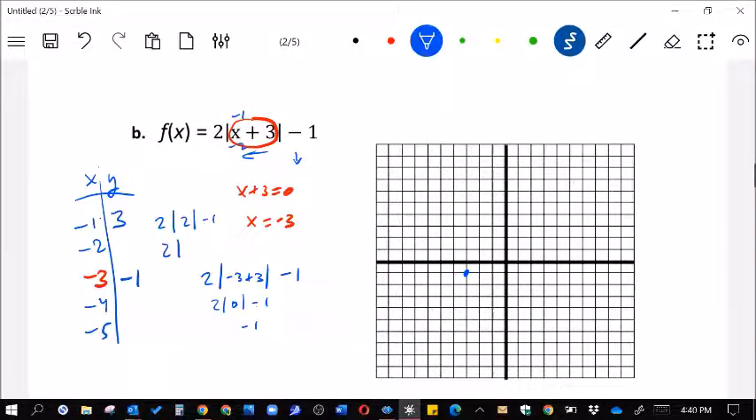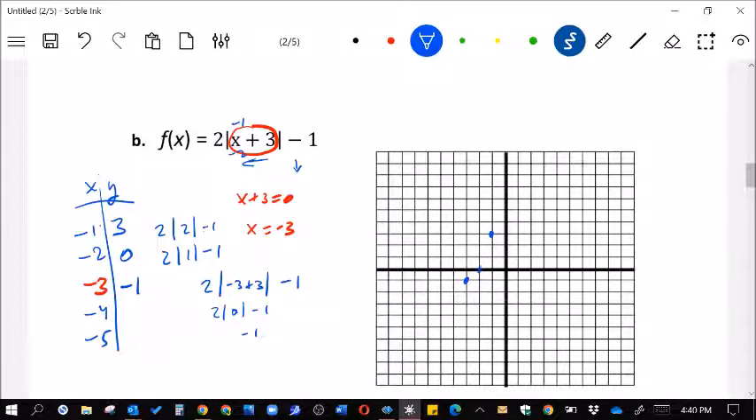When I put -2 in here, I get 1. And 2 times 1 is 1, minus 1, we're going to be at 0. I'm going to go to -1, 3, and -2. Something off.